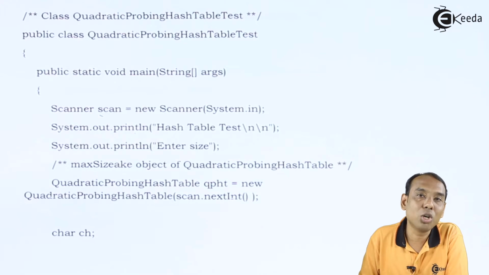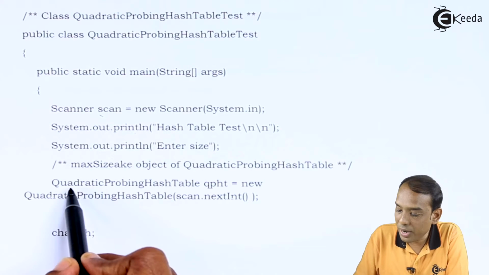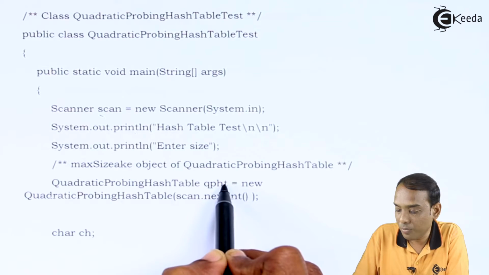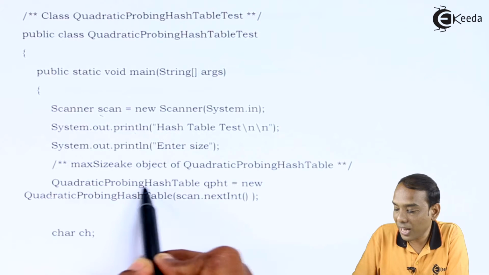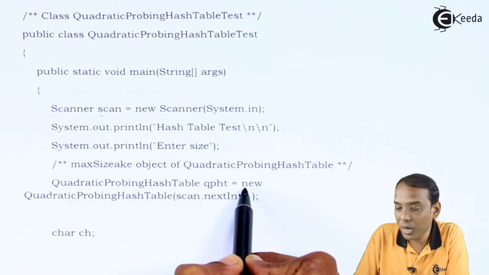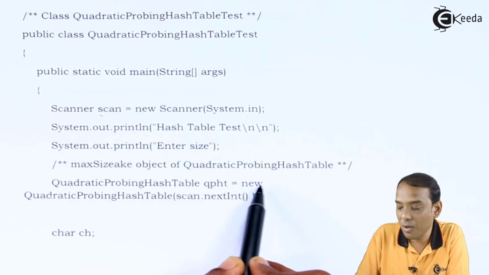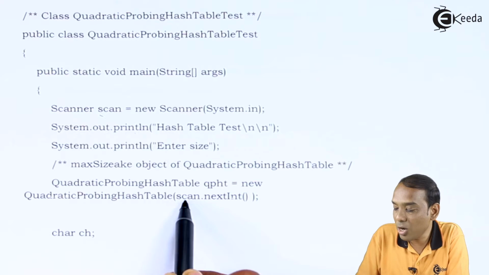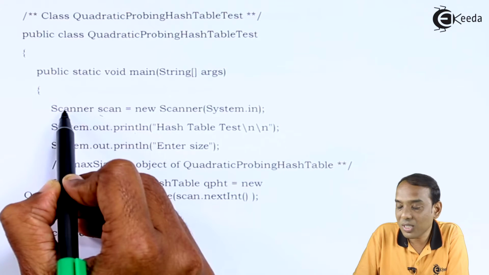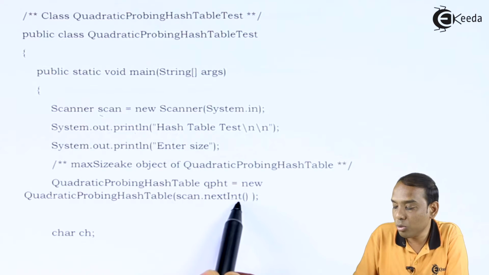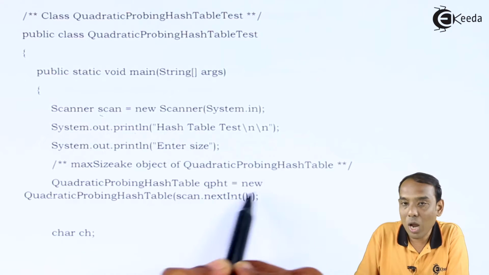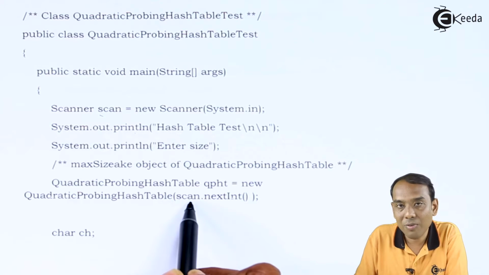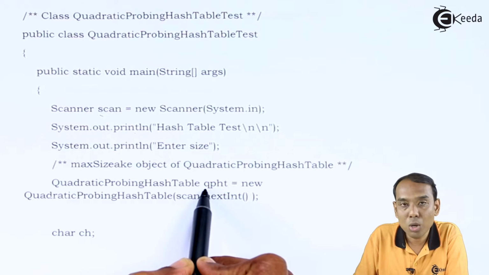Now we will make the object of the class. We write down quadratic probing hash table. We have taken the object called as QPHT. We write down quadratic probing hash table. QPHT is the object. How do you understand it is object? By checking with its keyword new. Now this value is taken from the user. We write down scan.nextInt. Scan is the object of this scanner class. So that we take the value from the user. Scan.nextInt, and this value is passed to the object of the class. We have QPHT, which value is taken from the user and passed on to the QPHT.